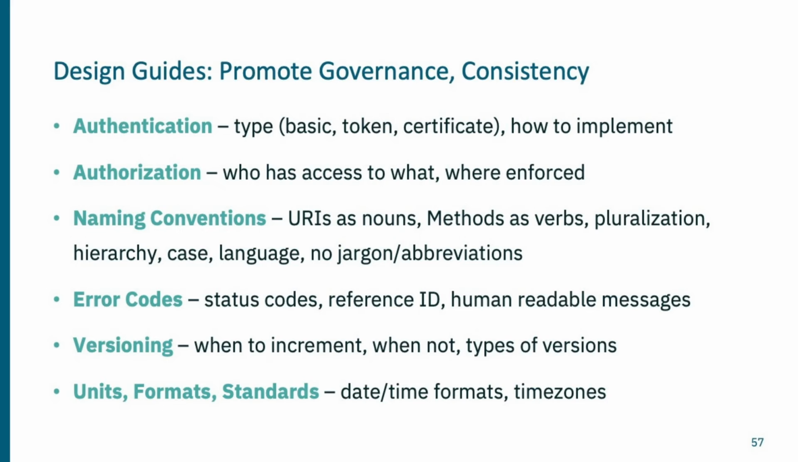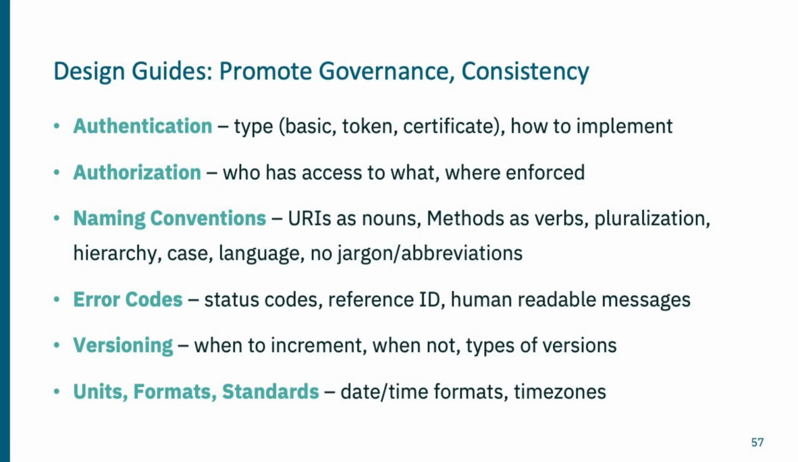Your error codes you want to make sure involve status codes, reference IDs, human-readable messages, but make sure those messages aren't revealing useful information back to a potential attacker. So if you get an error code, you don't want the error code to say, expecting this type of data, because that's simply informing an attacker how to attack your API. Things like versioning, when to increment, when not to, units and formats and standards.